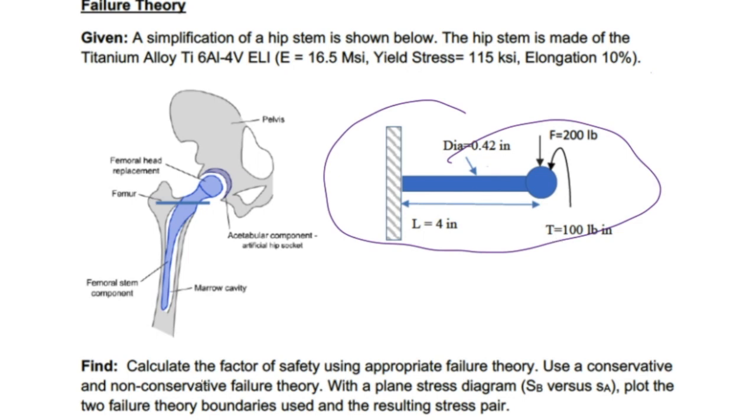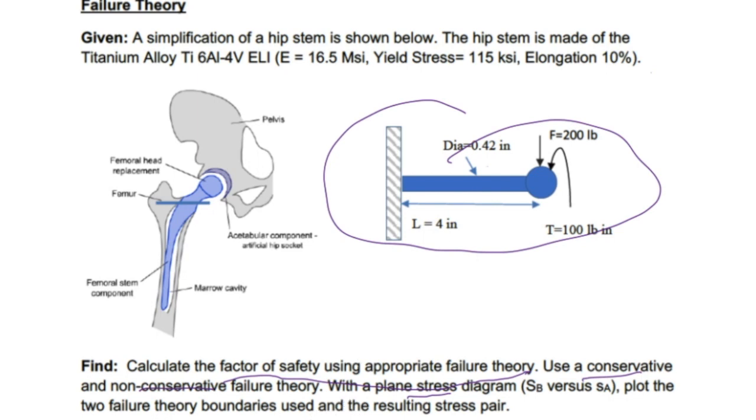And we're asked to calculate the factor of safety using the appropriate failure theory. And we're going to look at a conservative and a non-conservative failure theory. Once we have our stress pair for our principal stresses, we'll plot that on a plane stress diagram and compare that to the failure theory boundaries.